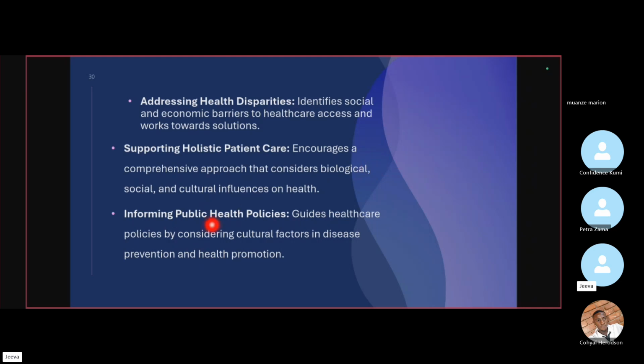Then you can inform the public health policies, like you can inform what the guides and healthcare policies are by considering the cultural factors in disease prevention and health promotion. Like you can do campaigns, you can advise your patient about the policies you provide in the hospital and how to promote this healthcare system. Like that, you can advocate for your patients.